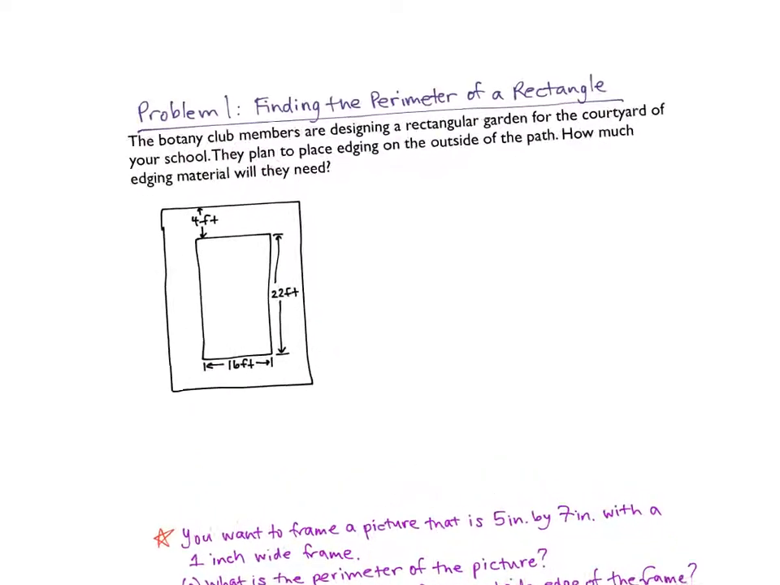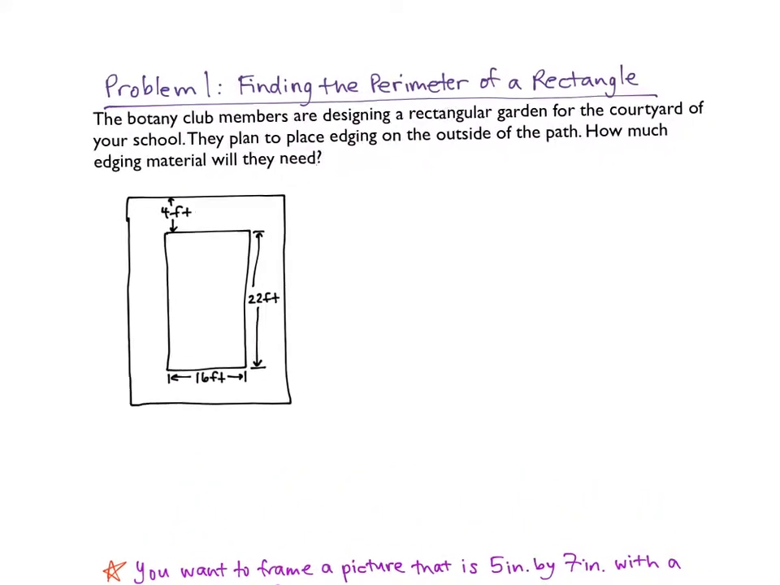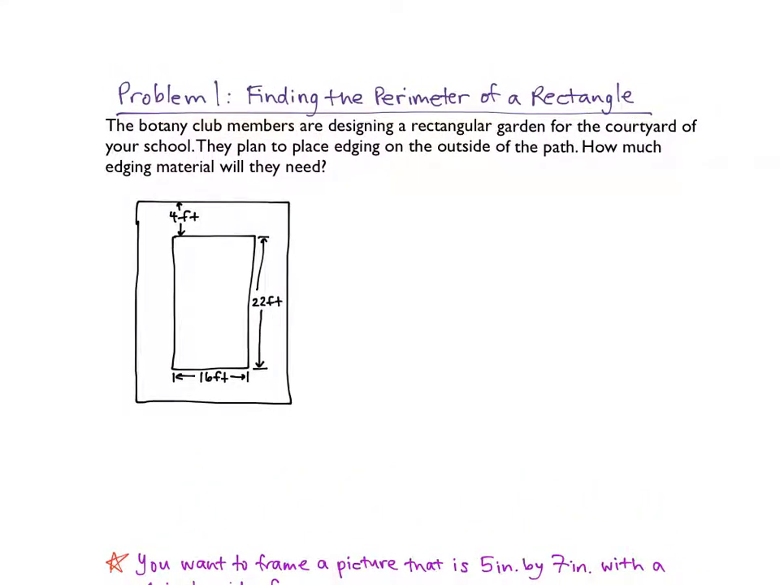So here is a problem that is looking for the perimeter of a rectangle. So botany club members are designing a rectangular garden for the courtyard of your school. They plan to place edging on the outside of the path. How much edging material will they need?